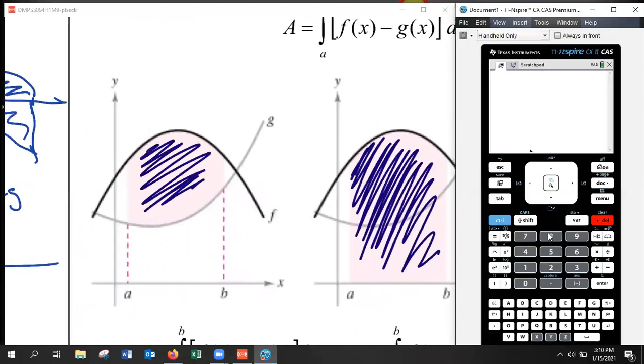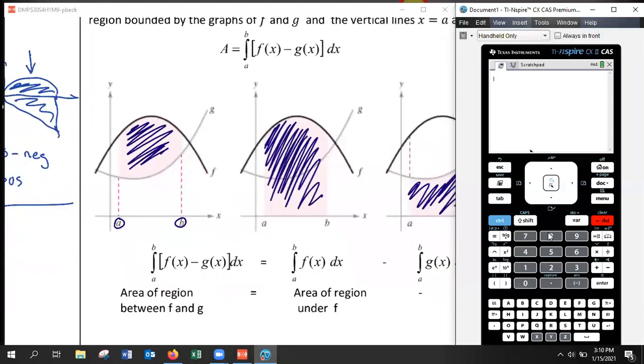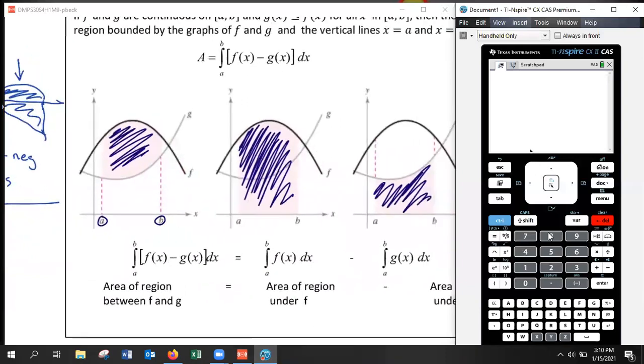So the area between two curves, you'll see, is bounded between the x value of a and the x value of b. We can write it together as one big integral: the integral from a to b of f of x minus g of x dx. So pretty straightforward, which is nice because it's nice to have that kind of mentality.